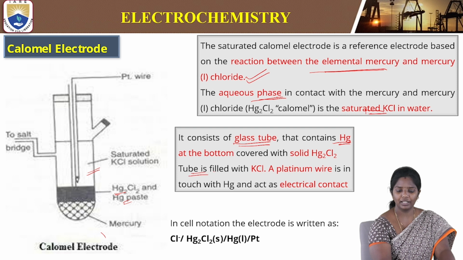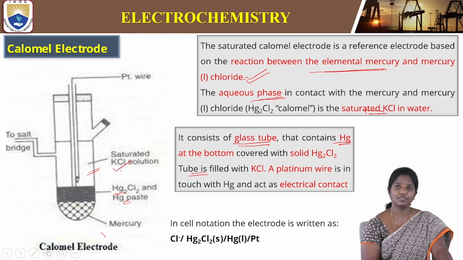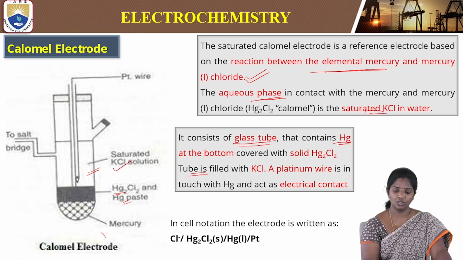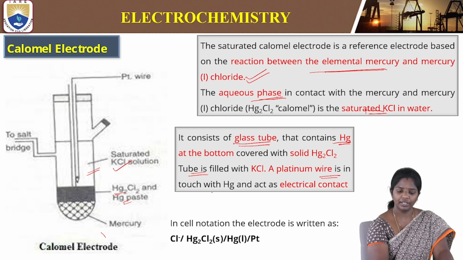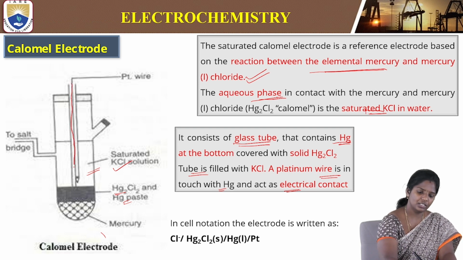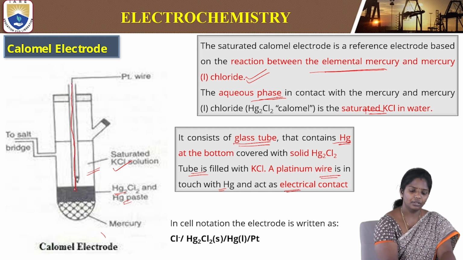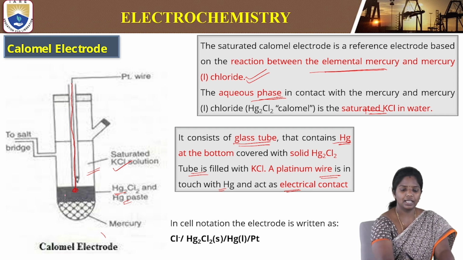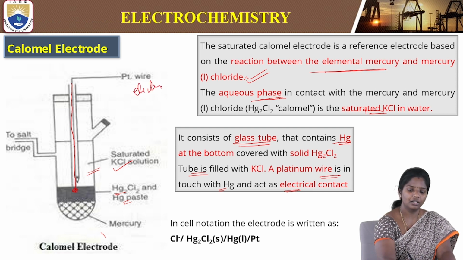So this tube is again filled with KCl, potassium chloride solution, and the platinum wire is in contact with the mercury and acts as an electrical contact.